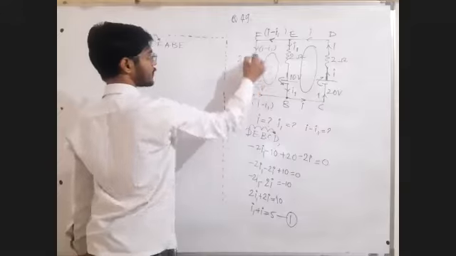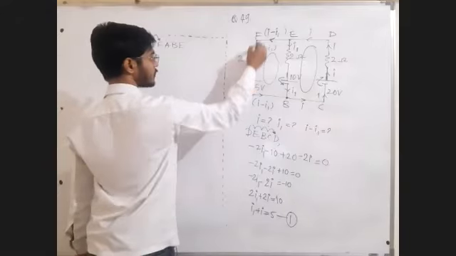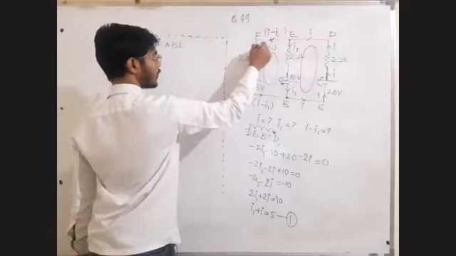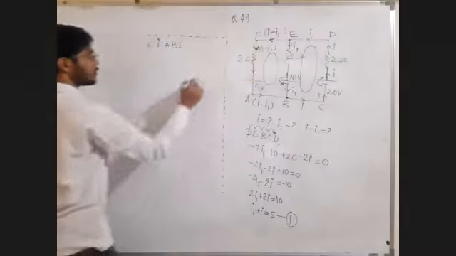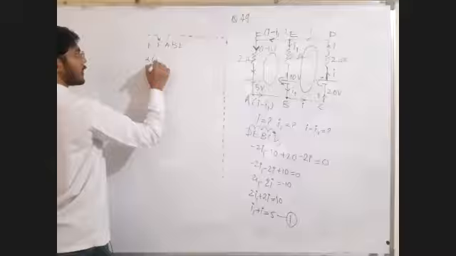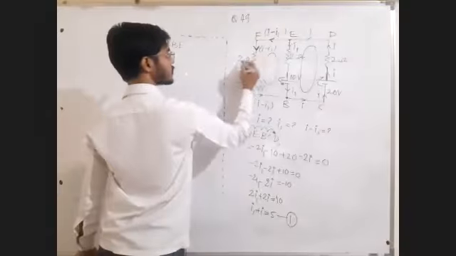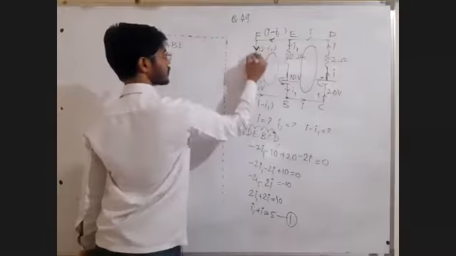F to A, there is resistance as well as battery. I am moving from F to A, current is also from F to A. In the direction of current, voltage is negative. So 2 into bracket I minus I1 is the voltage. Current into resistance, 2 into bracket I minus I1 is the voltage.